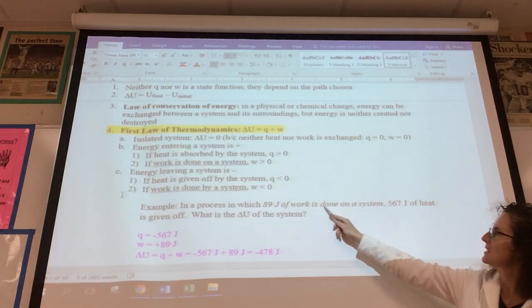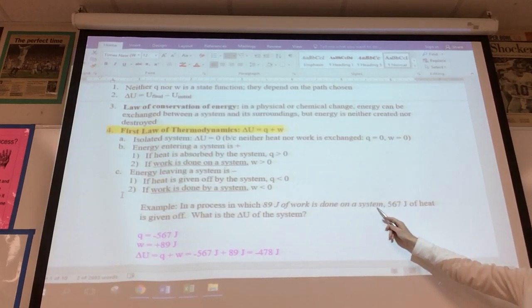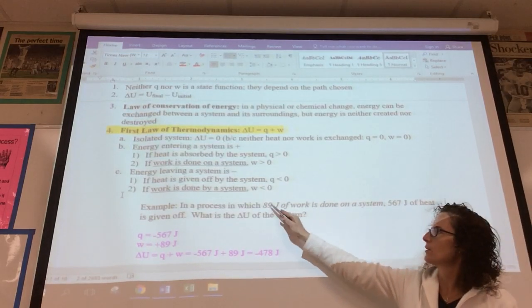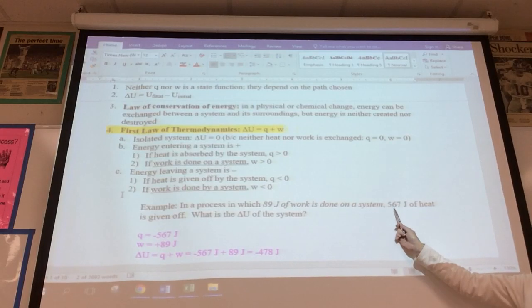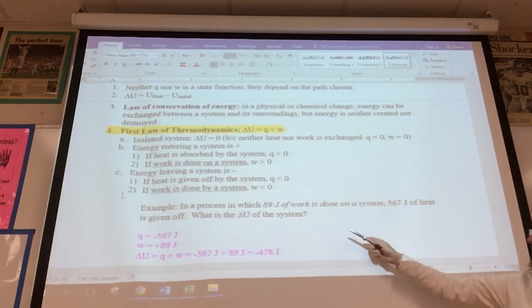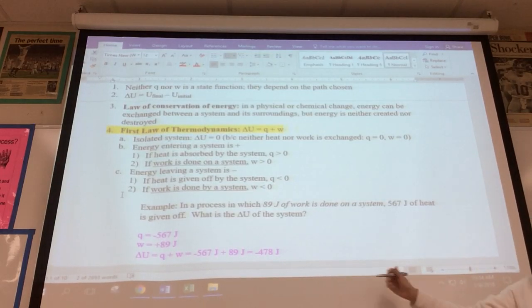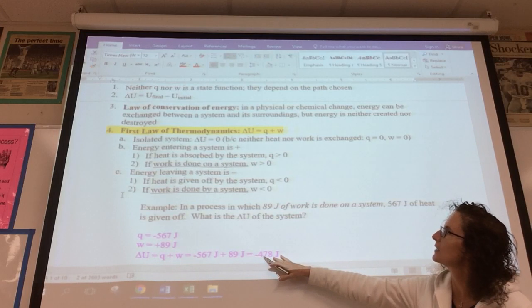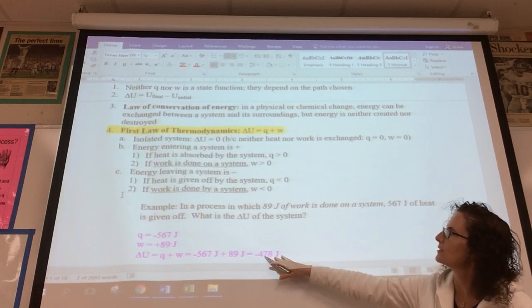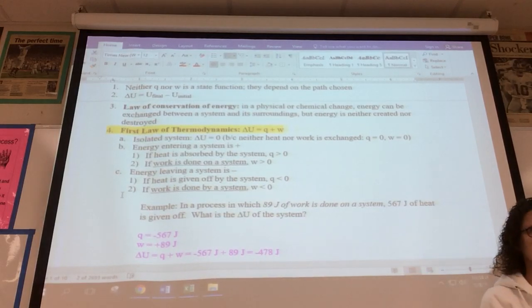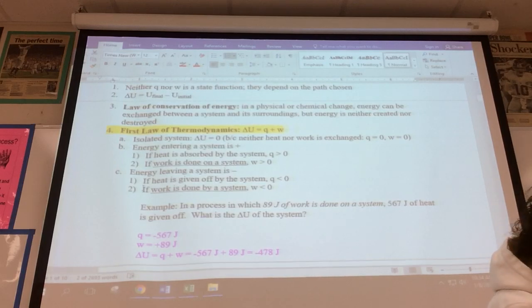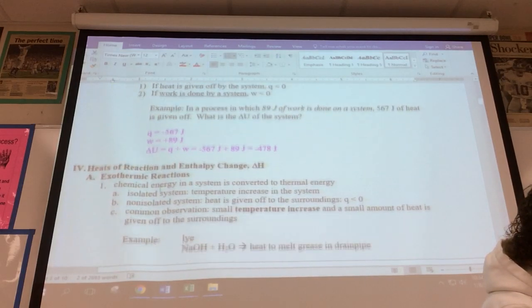So if work is done on a system, that's like getting your massage, positive value for W. Heat's given off, so this would be endo or exo. Exo. The delta U of the system is the sum of those two values, and in this case, you're going to see negative internal energy, and so energy is leaving the system, picked up by the surroundings.